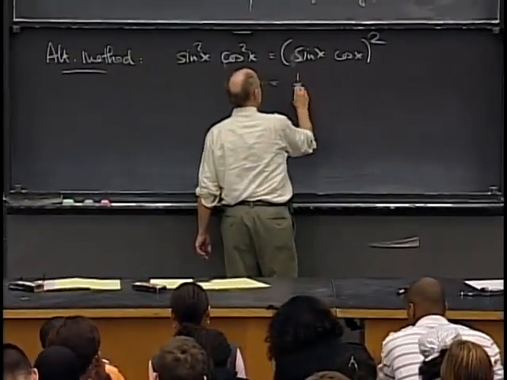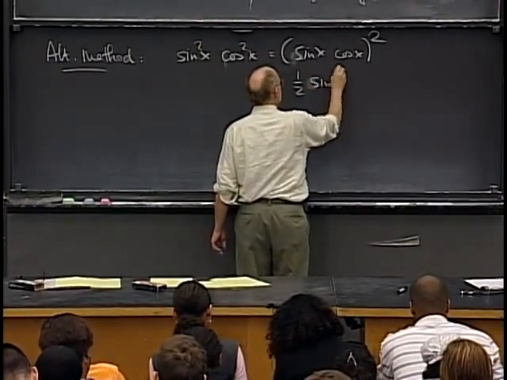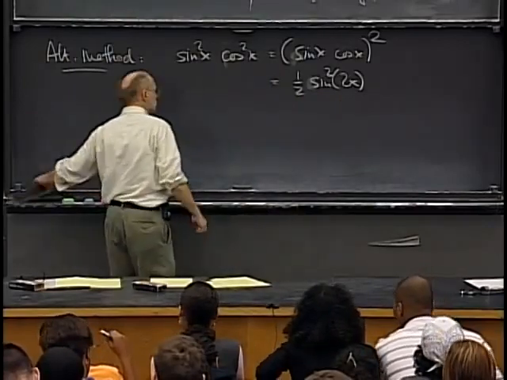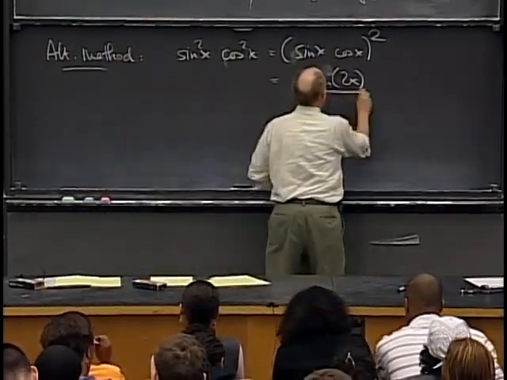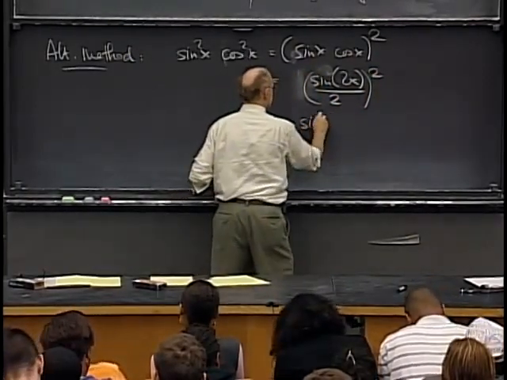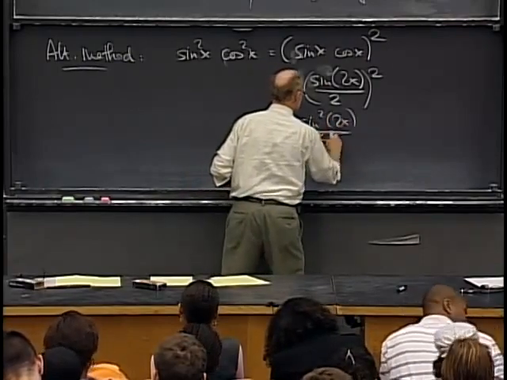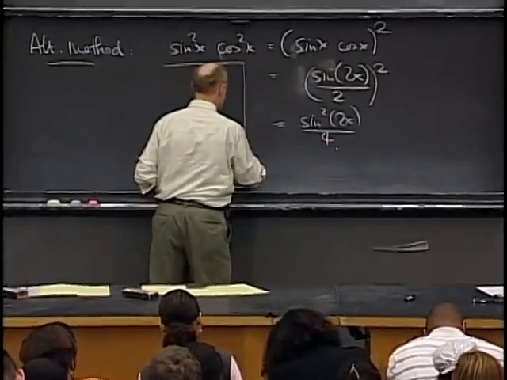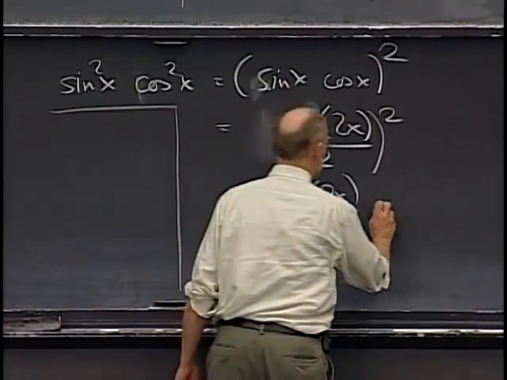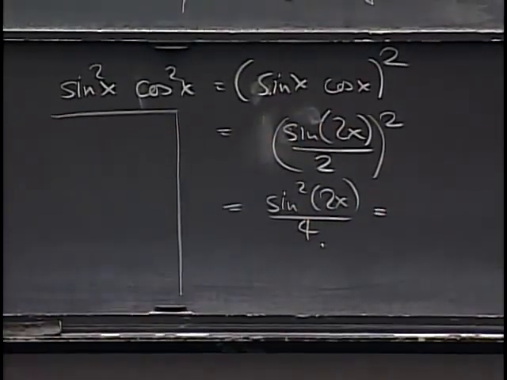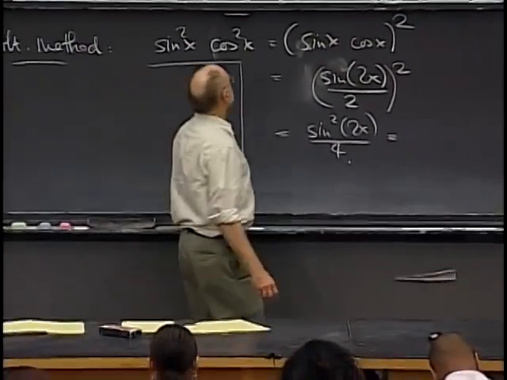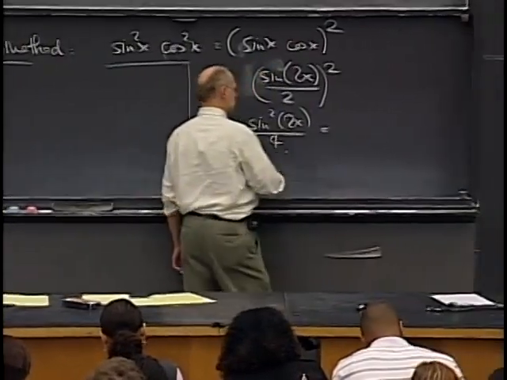This is equal to 1/2 sine of 2x, squared. Sine times cosine is sine of 2x over 2, and then I want to square that. So what I get is the sine squared of 2x over 4. I'm not too happy yet because I still have an even power. Remember, I'm trying to integrate this thing in the end. Even powers are bad. I try to get rid of them by using the half angle formula.